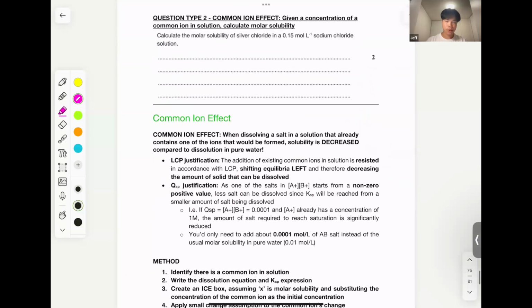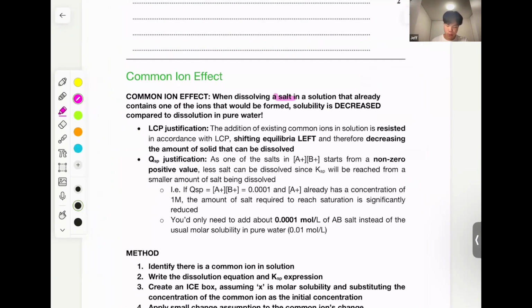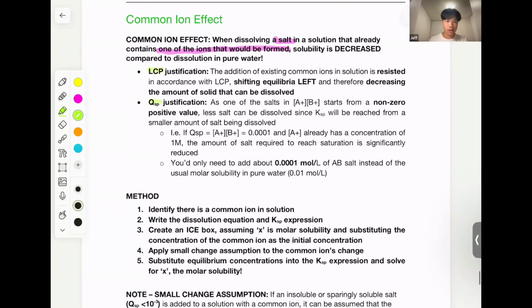And the final thing we'll talk about for the term is common ion effect. Common ion effect is where you try to dissolve a salt in a solution that already contains one of the ions that would be formed. So solubility is decreased compared to dissolution in pure water. From an LCP standpoint, you can justify it. From a QSP standpoint, you can justify it. But that's the effect in summary.